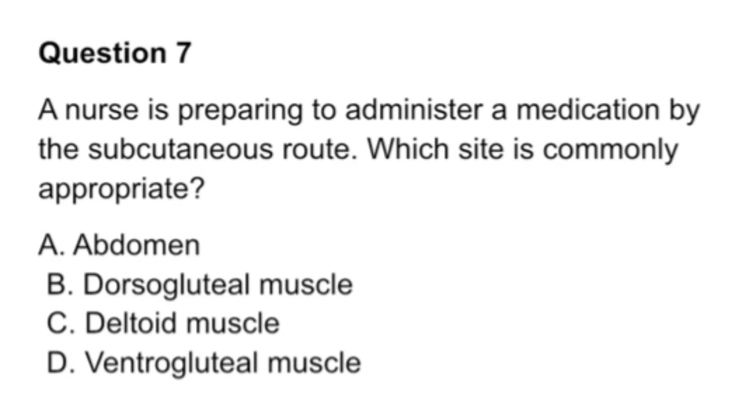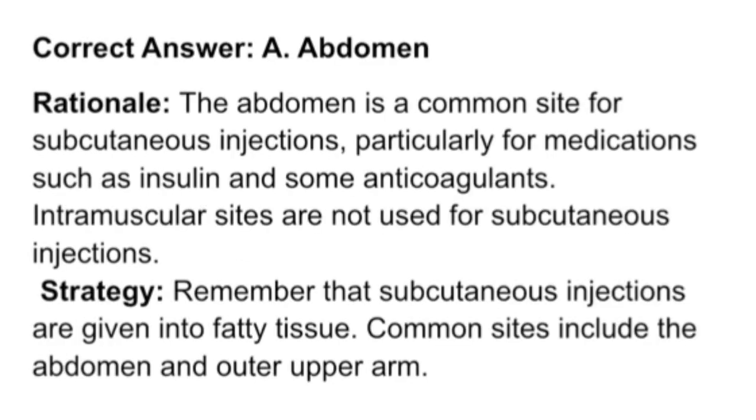A. Abdomen. B. Dorsogluteal muscle. C. Deltoid muscle. D. Ventrogluteal muscle. Correct answer: A. Abdomen. Rationale: the abdomen is a common site for subcutaneous injections, particularly for medications such as insulin and some anticoagulants. Intramuscular sites are not used for subcutaneous injections. Strategy: remember that subcutaneous injections are given into fatty tissue. Common sites include the abdomen and outer upper arm.